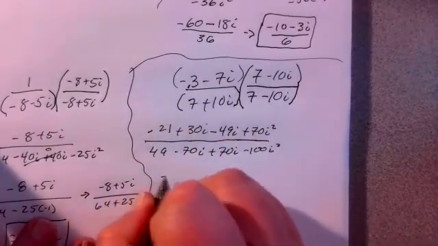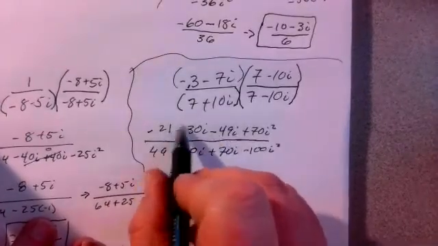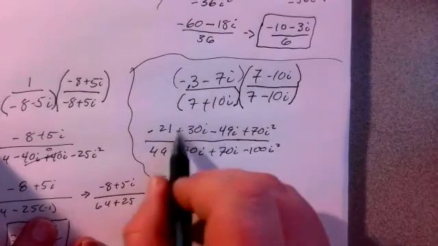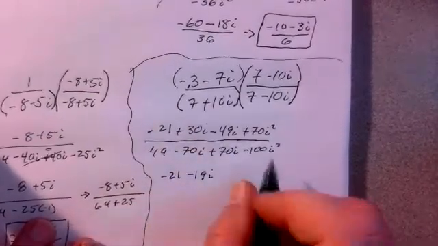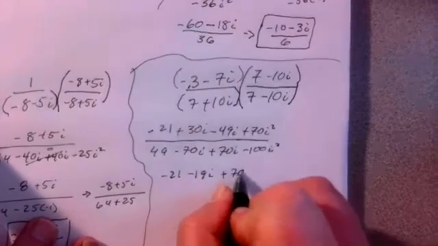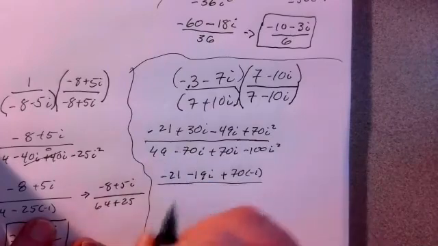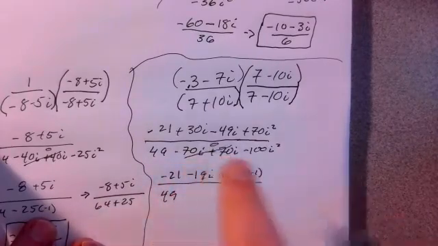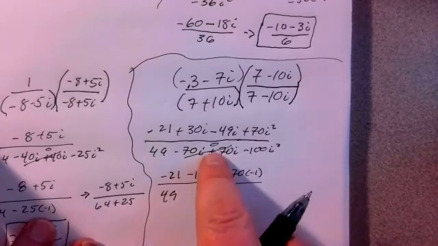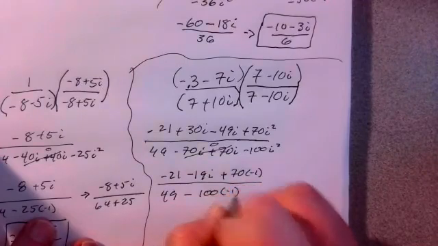So I get negative 21, a negative 30 and a positive 30, positive 30 and negative 49 is a negative 19i, plus 70 times negative 1, all over 49 stays. Negative 70, positive 70, that goes to 0. It's by design. It's why we do this. Minus 100 times negative 1.